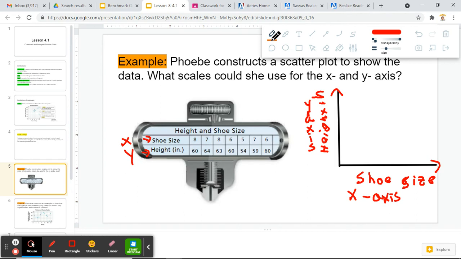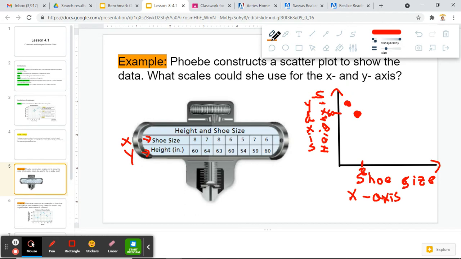Now if we were to graph this here, we could, for example, go over to 8. We'll say that's imaginary right here, and then come up to 60. Again, we'll imagine it's right there. And then our first point would be right here. And then from there on, we could graph other points. We have a 7 and 64, so maybe something like right there.